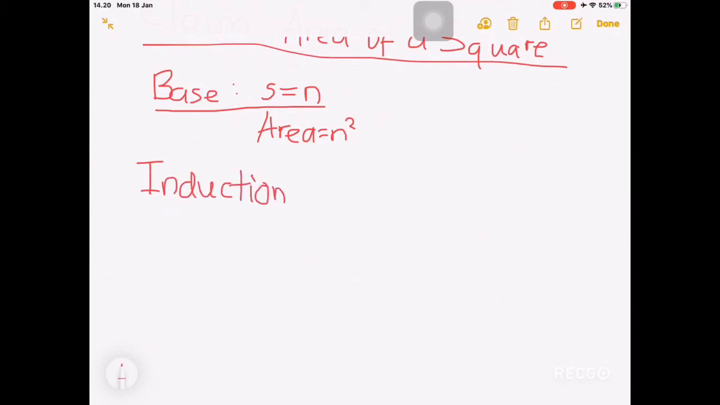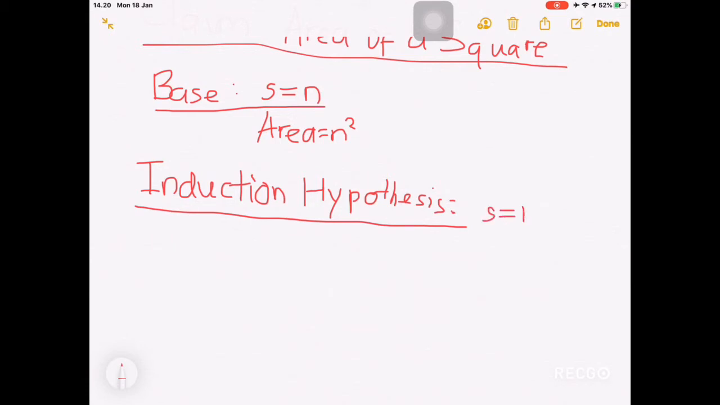Now what this means is we want to assume that for all n, this area formula will be true, and let's take s equals n plus 1. So in this case our area will be the side squared, which is n plus 1 in parentheses squared. There we go.